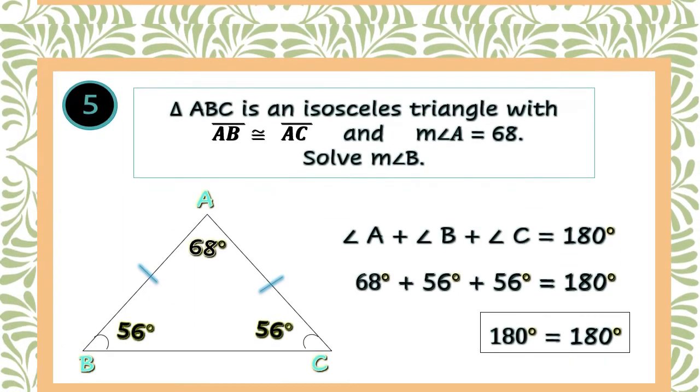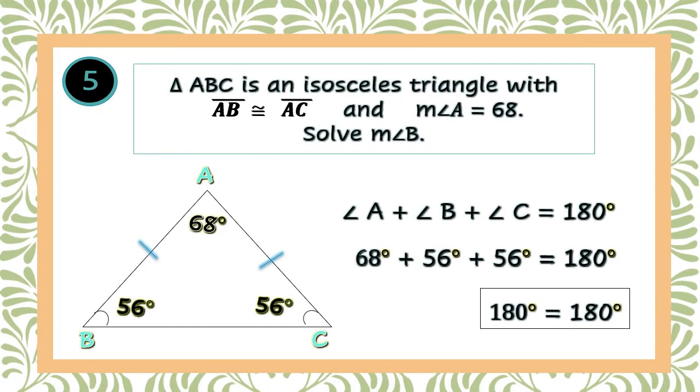Now, let us check. The measurement of angle A is 68 and the measurement of angle B and C is 56. So we have 68 plus 56 plus 56 is equal to 180. 180 is equal to 180. Now, our answer is correct.